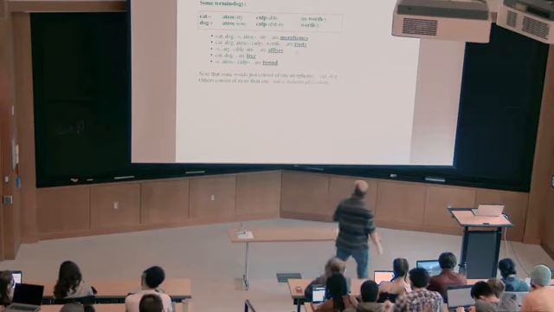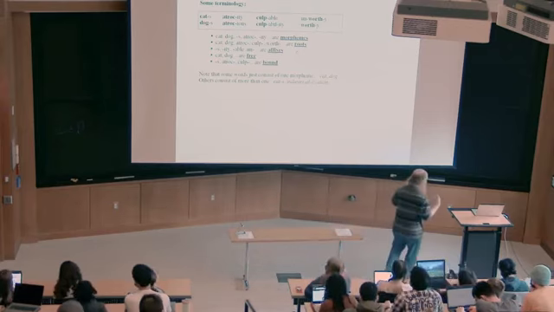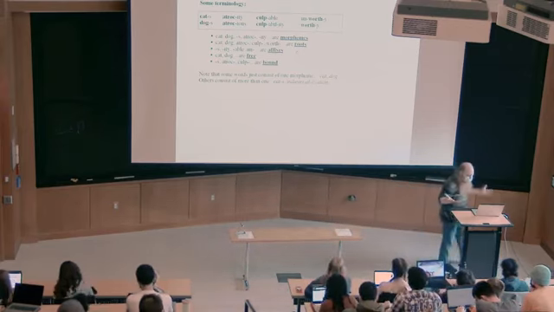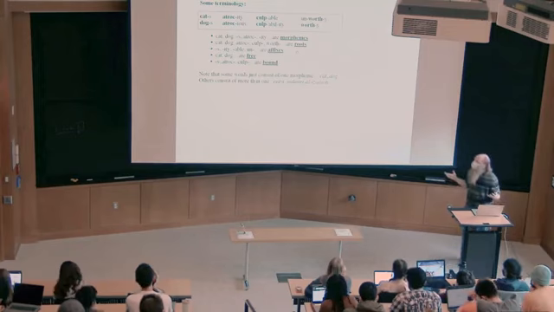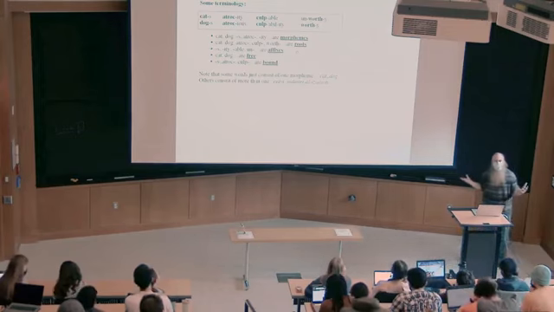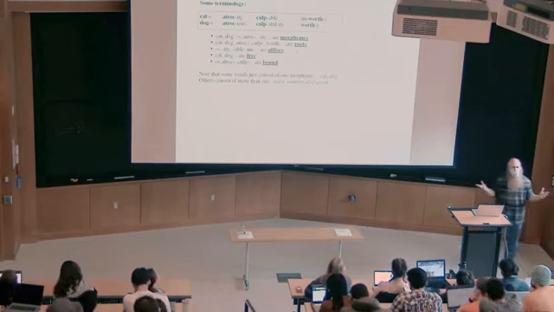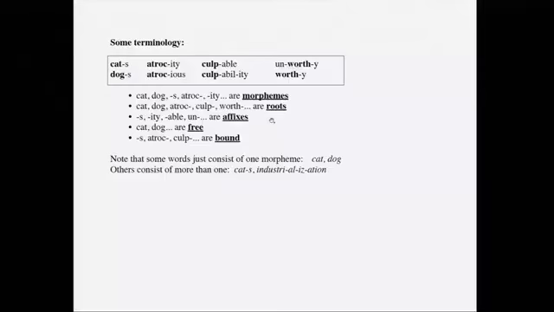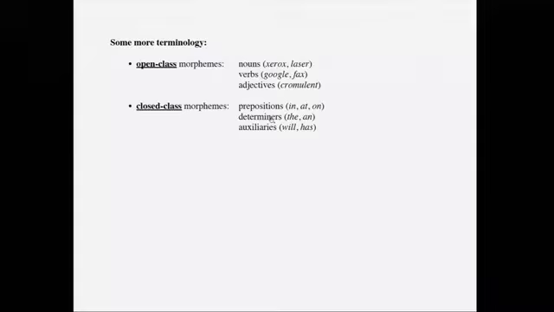Other questions? Okay, so this is just all terminology. It's terminology you'll hear me use, probably. A word can consist of just one morpheme, like cat or dog, and then there are other words, like cats or industrialization, that consist of multiple morphemes. Okay?